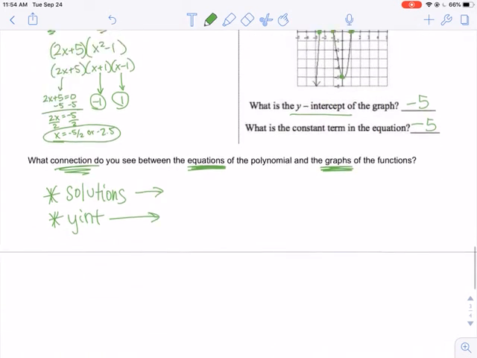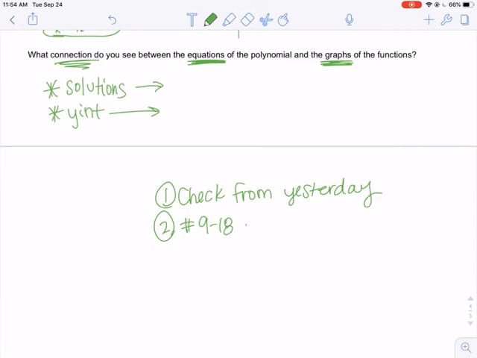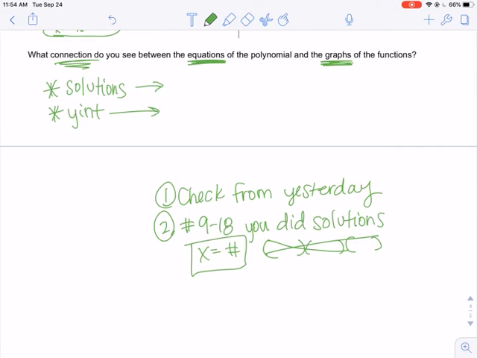So you're going to go ahead for your work today. You're going to check your answers from yesterday. And then especially check that on number 9 through 18 that you did solutions, right? They're asking for solutions there. They're not asking for the factored form. So they want x equals a number. You need to do the factored form, but that's not the answer. You would want to have your answer here.